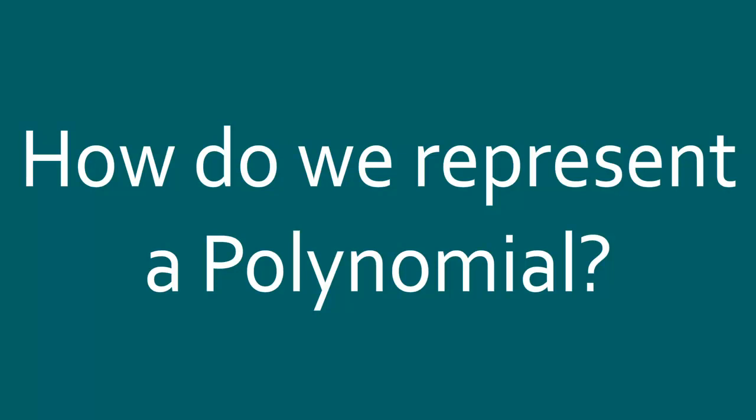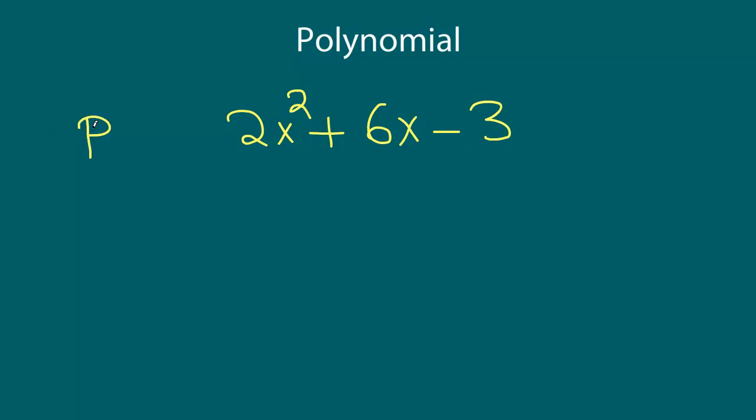How do we represent a polynomial? Say, for example, we have a polynomial 2x squared plus 6x minus 3. The way we represent any polynomial is that we write a lowercase letter. And most of the time you will see the letter p being used because we can think of p as standing for polynomial.